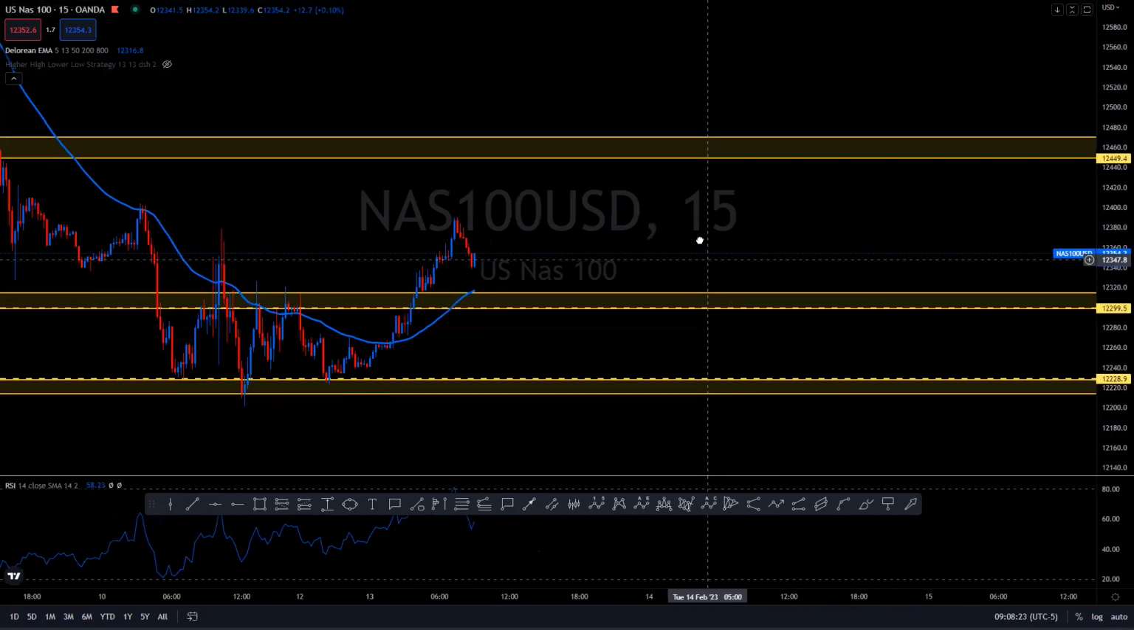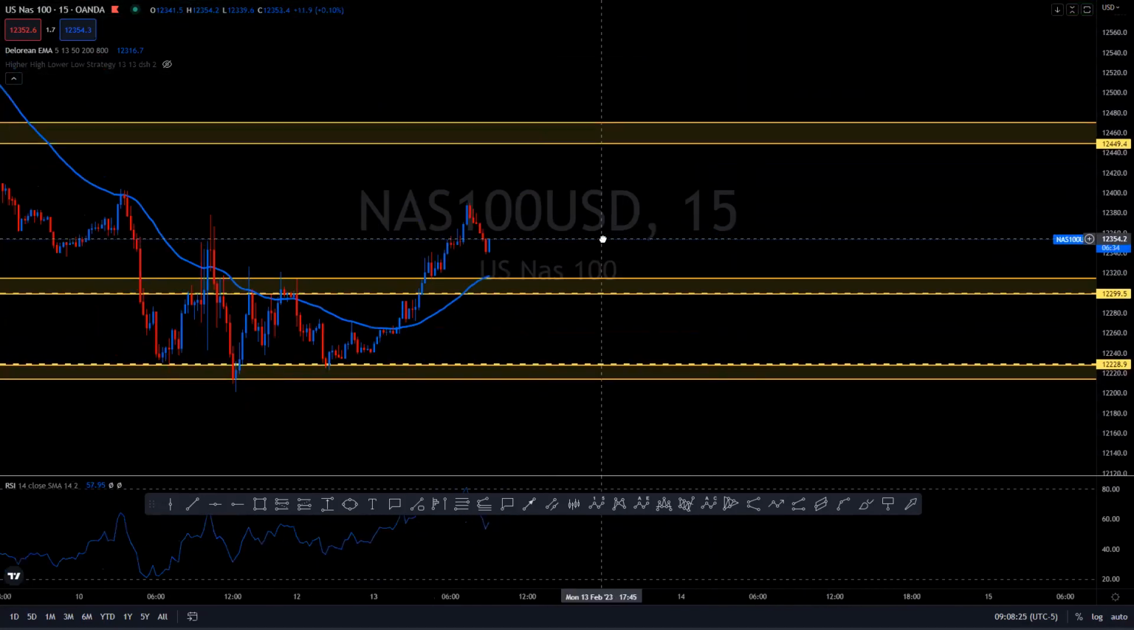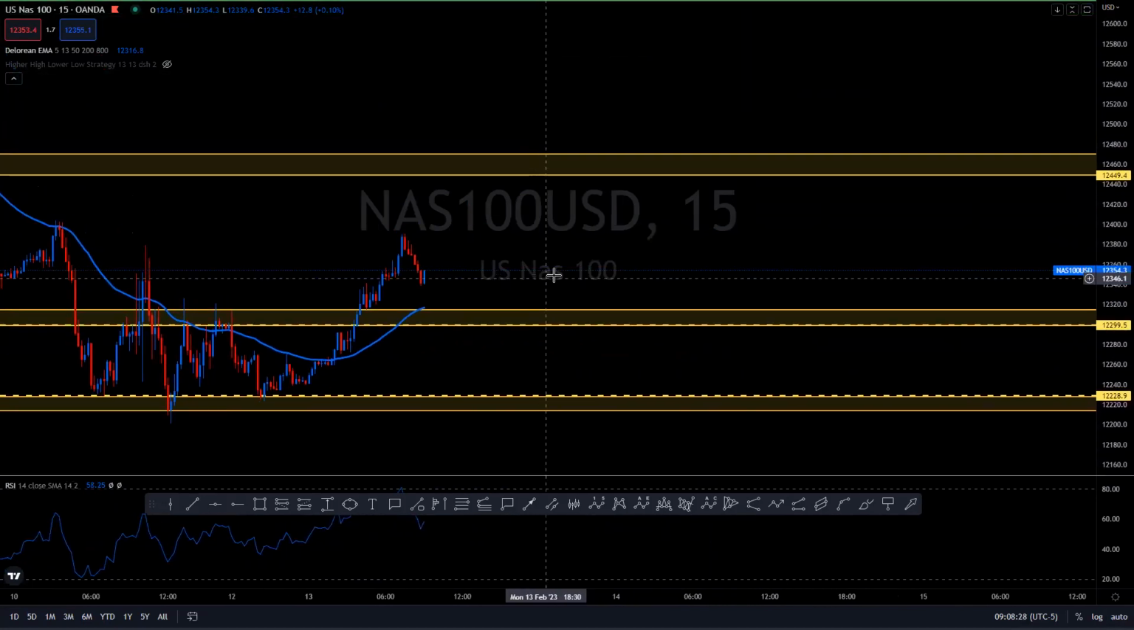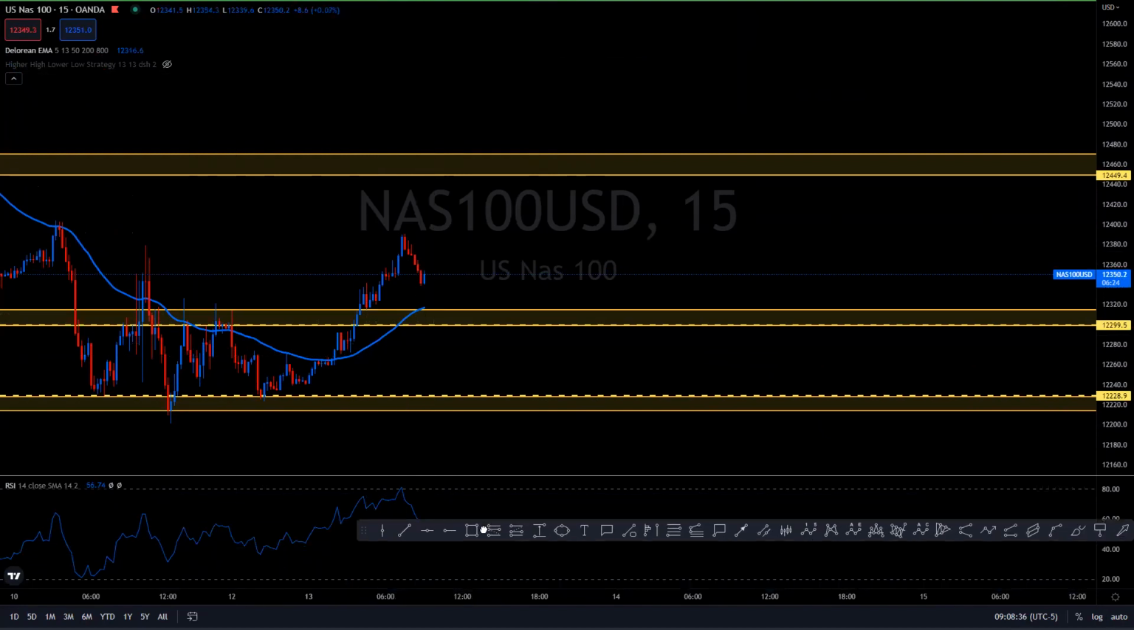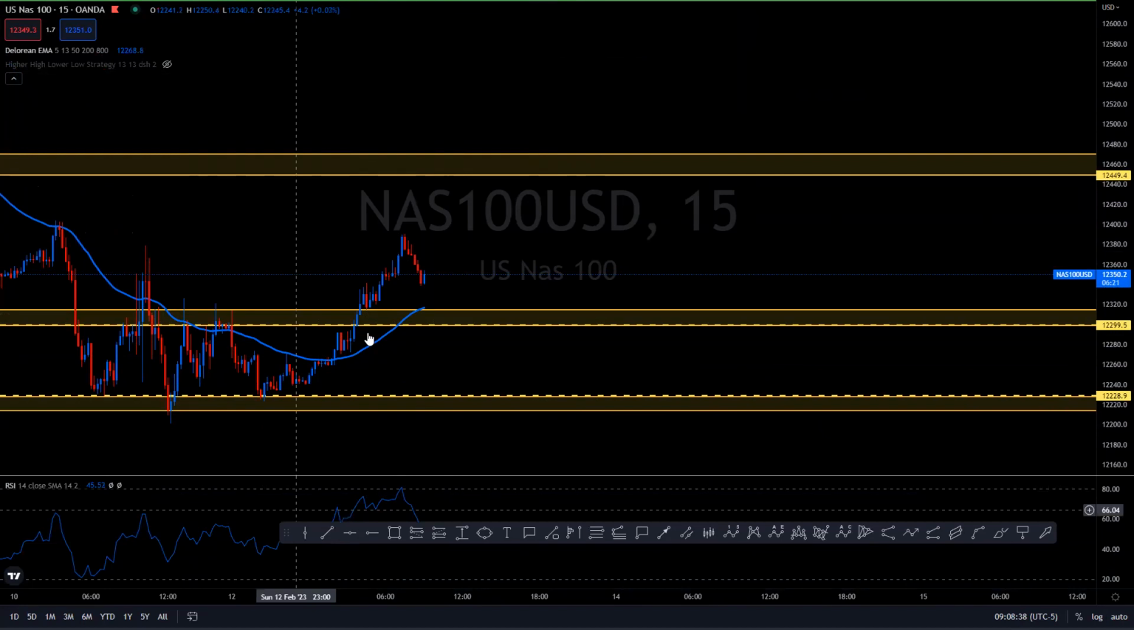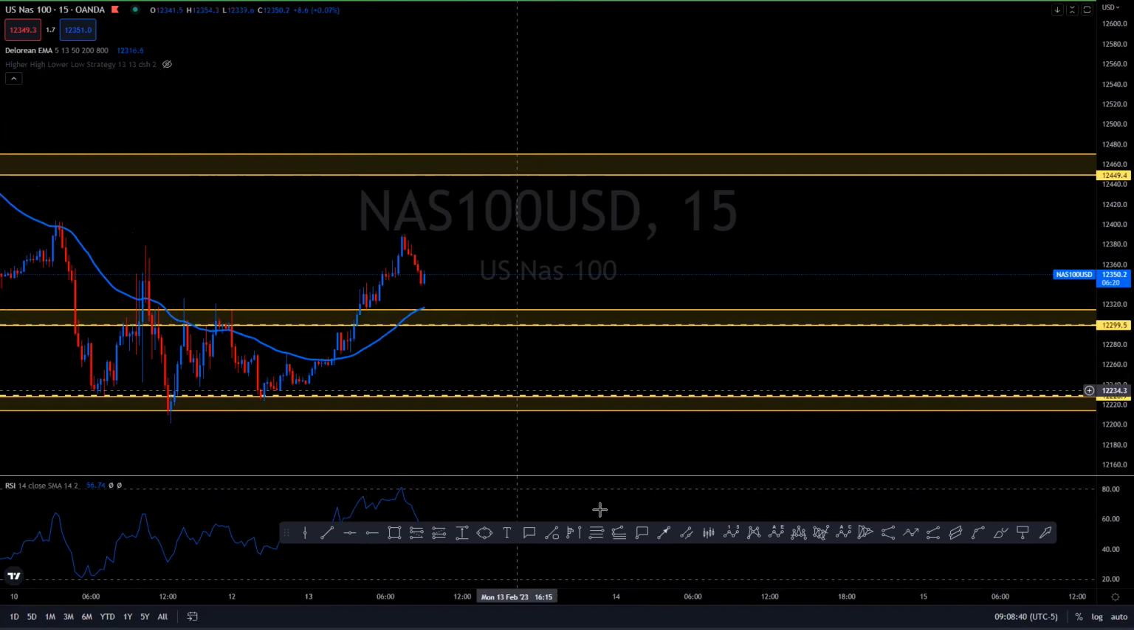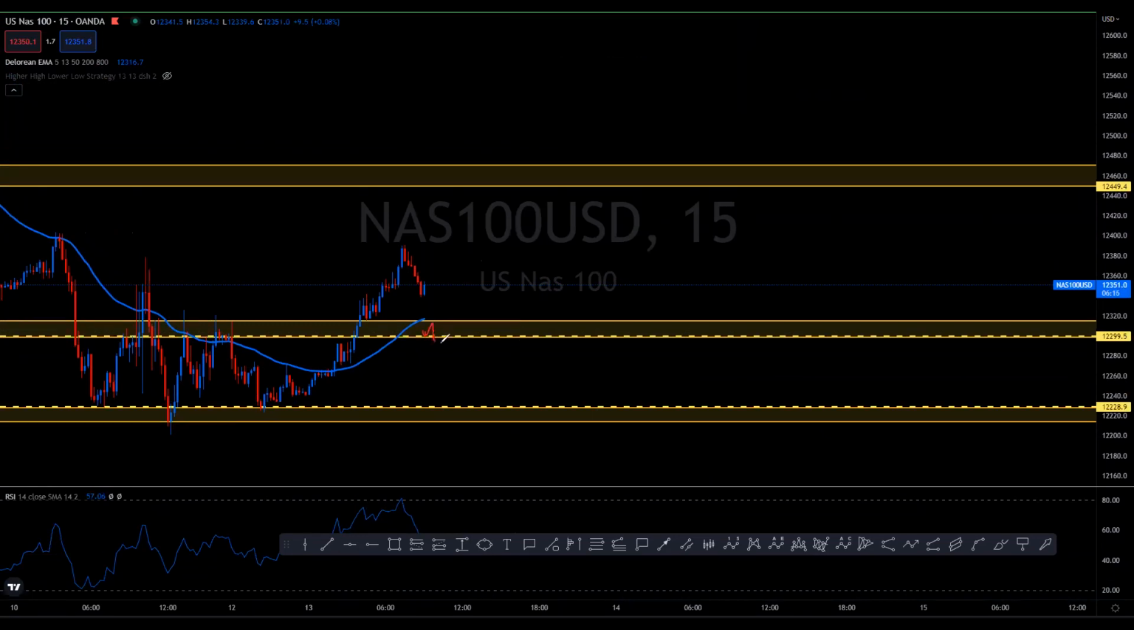I'll do it this way. And I see a very strong demand here. Yeah, I see a very strong demand in this area. So price is probably maybe going to come down to this area. It'll swing low and buy up.